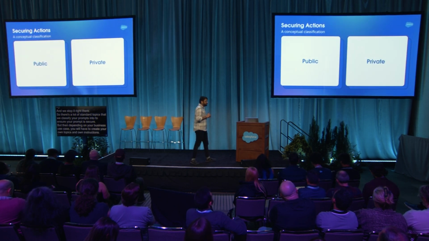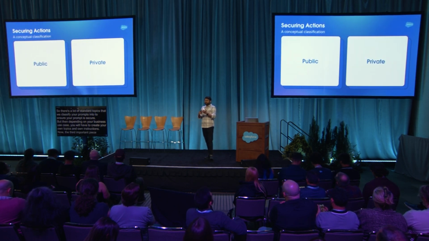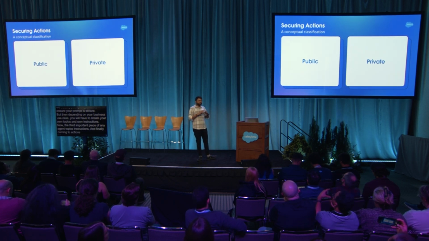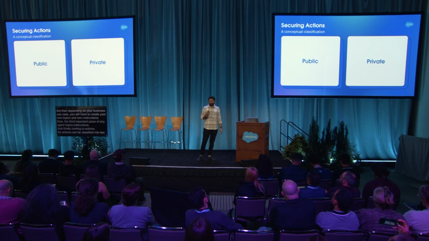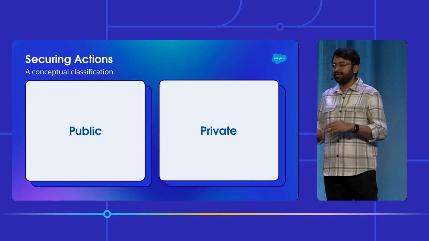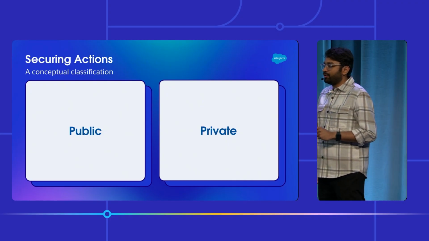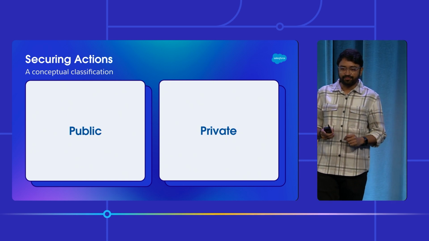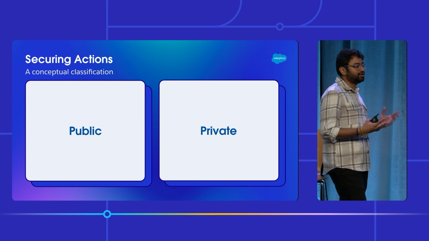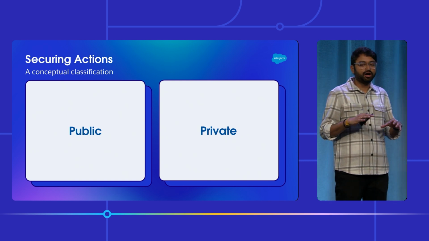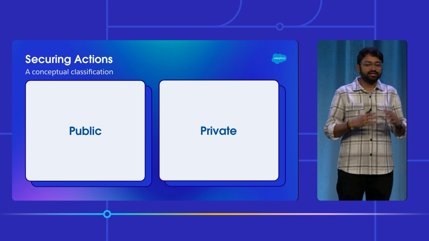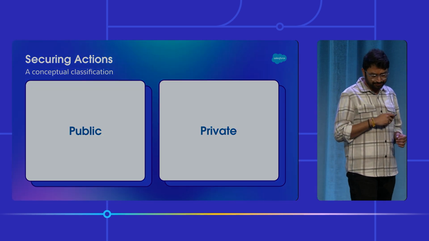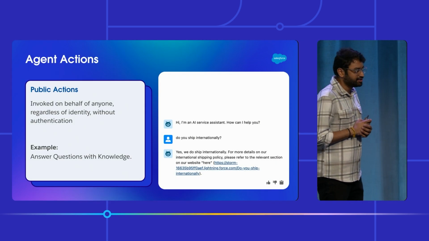Now, the third important piece of any agent, topics, instructions, and finally coming to actions. So actions can be classified into two ways. One is a public action, and the other one is a private action. Now, unlike your Apex classes, this is not a setting that you define on any action. It's just a conceptual classification based on how the action behaves. So there is no setting. It's just a behavioral classification.